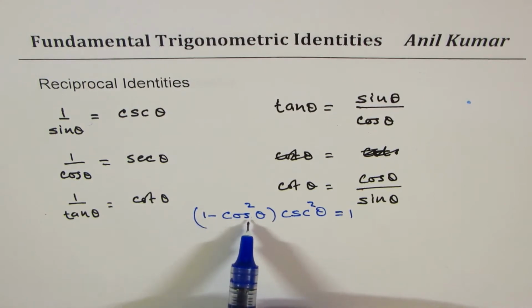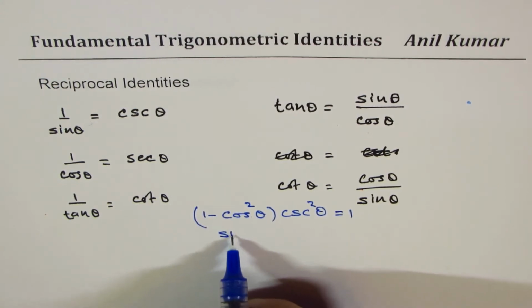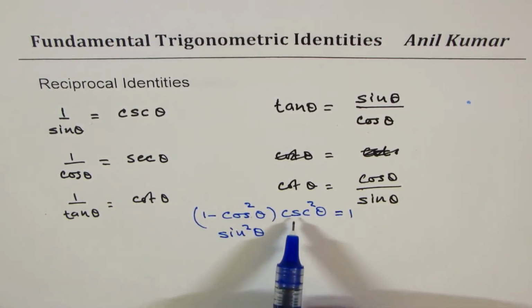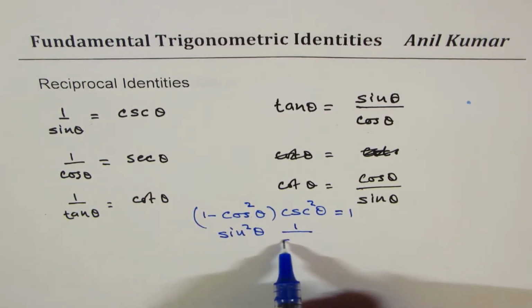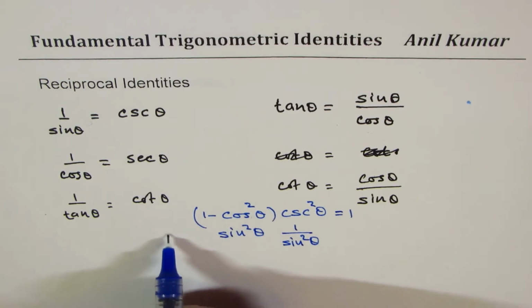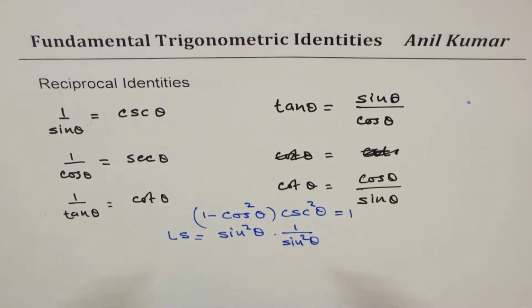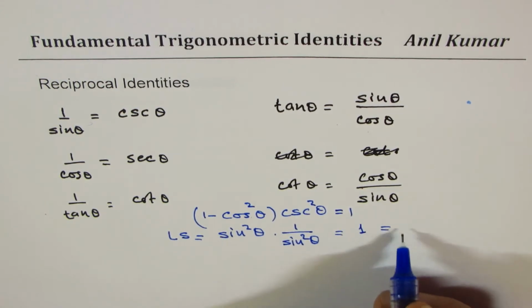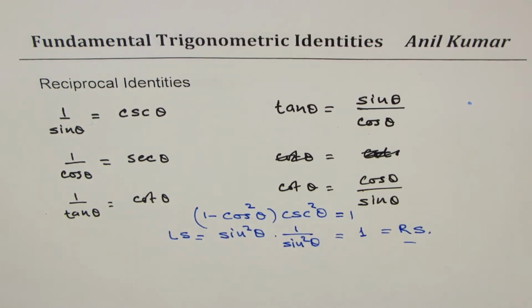Now, 1 minus cos square theta, we can apply the trigonometric identity which we just learned. That is sine square theta, correct? And cosecant is the reciprocal of sine, correct? So cosecant square theta could be written as 1 over sine square theta. So what we see here is that the left side is 1 minus cos square theta, which is sine square theta, times cosecant square theta, which is 1 over sine square theta, and that is indeed equal to 1, which is the right side. So the idea here is to start from the left side and prove the right side. You can get identities proven.